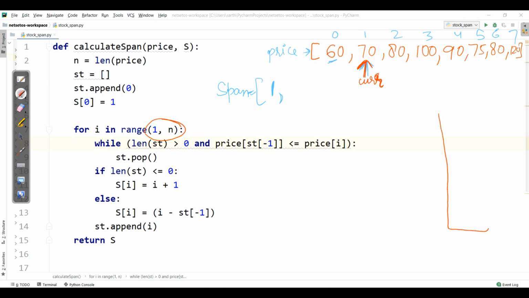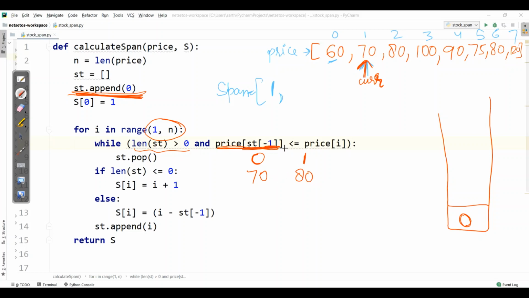Then I'll make a stack over here where I have appended 0 index initially. Then we will check length of stack is greater than 0. Here we have 0 over here. Then we will check top of stack. We have 0 and the current one is 1 index. So for 0th price, 70, is 70 greater than 80?